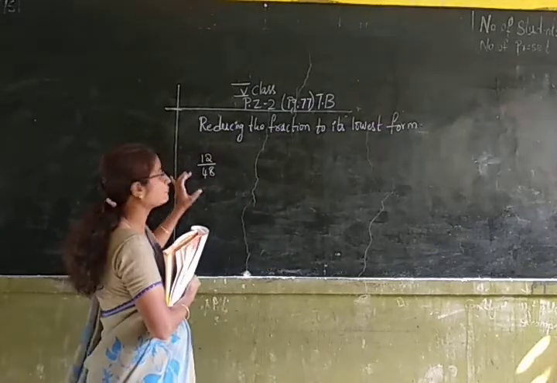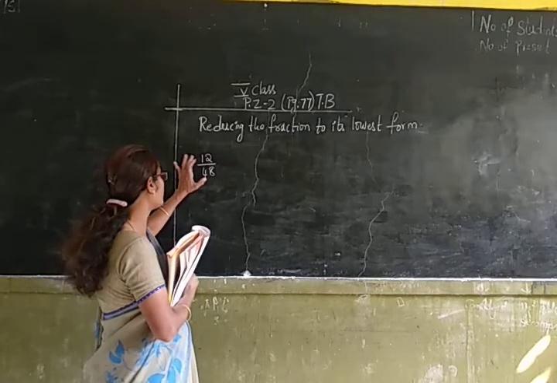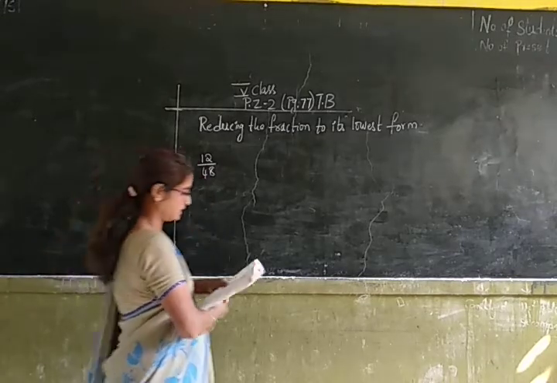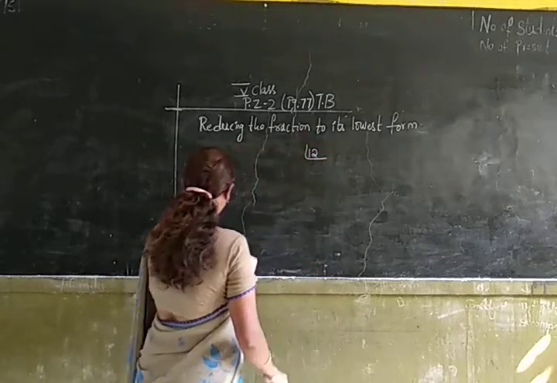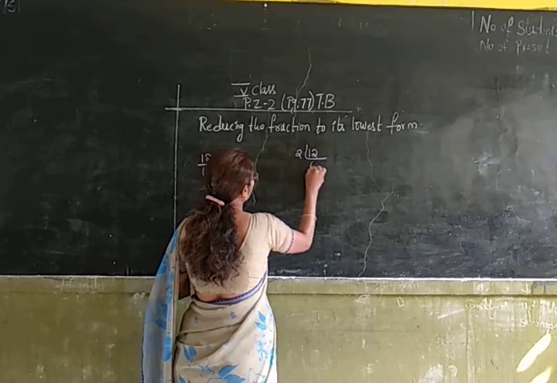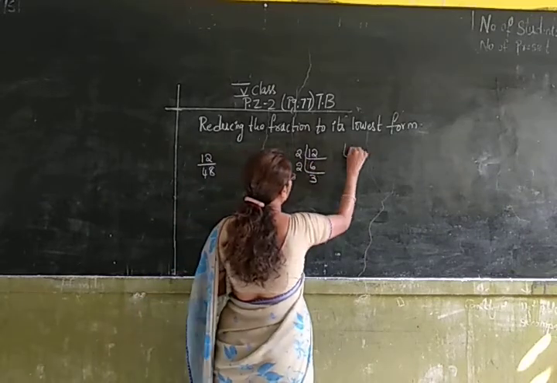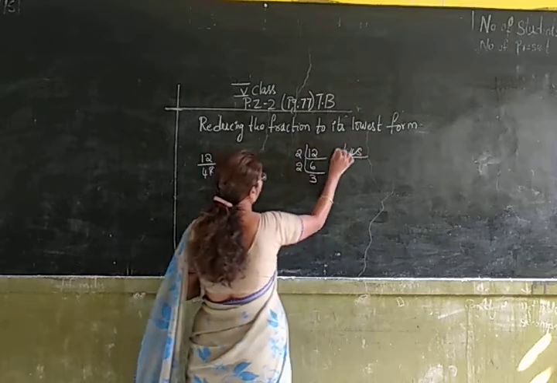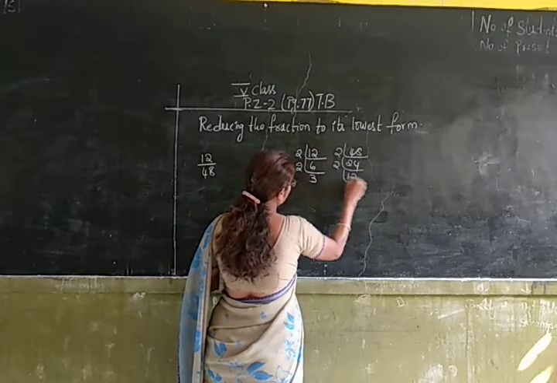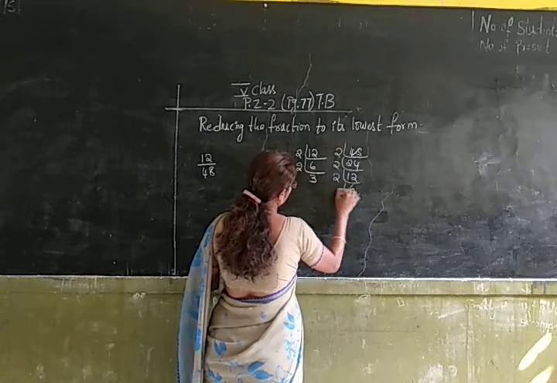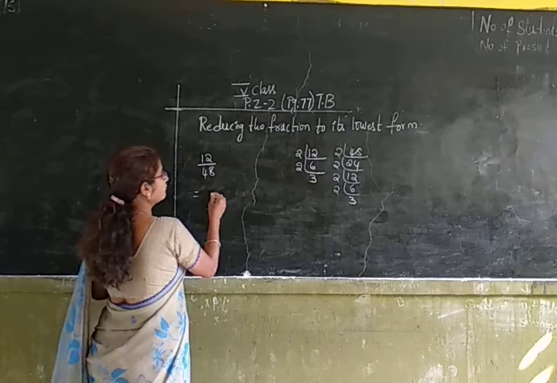For reducing 12 by 48 to its lowest form, first we have to find out the prime factors of 12 and prime factors of 48. Okay children? Let us find out the prime factors of 12 and 48. So 2 goes in 12 6 times, 2 goes in 6 3 times. 2 goes in 48 24 times, 2 goes in 24 12 times, 2 goes in 12 6 times, 2 goes in 6 3 times.